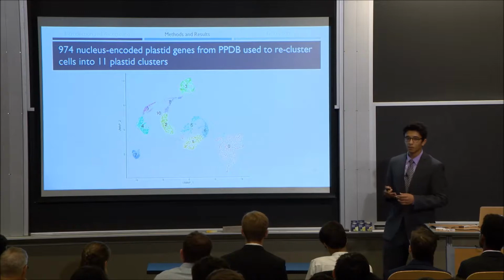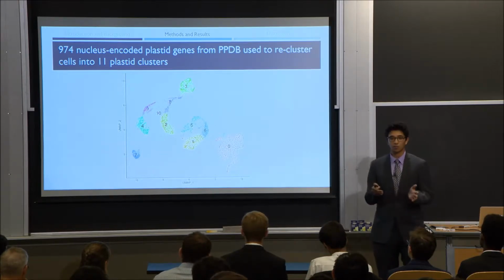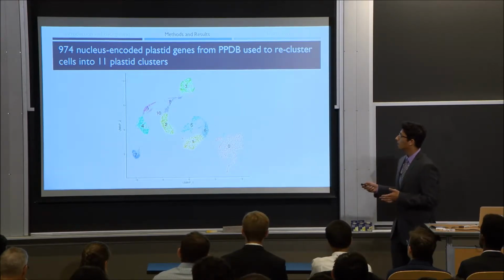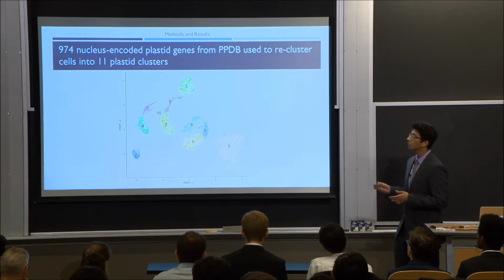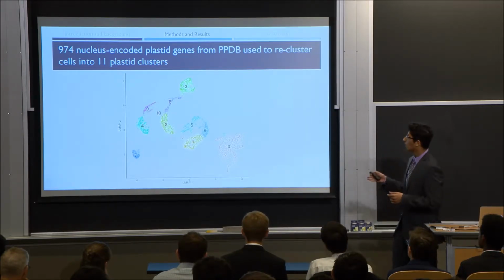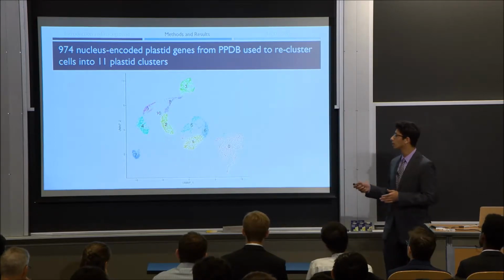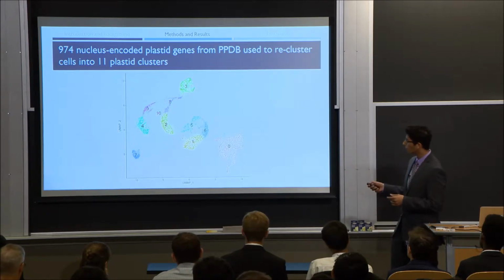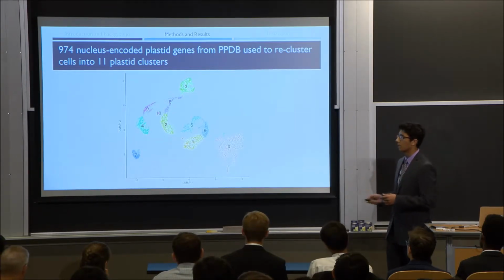Now, we did the same thing with plastid types to see if we can cluster those different plastid types. And we clustered based on 974 nucleus-encoded plastid genes from the plant proteome database. So by clustering based only on those genes, we wanted to identify these different plastid types, or plastid classes. And we were able to identify 11 different plastid classes.